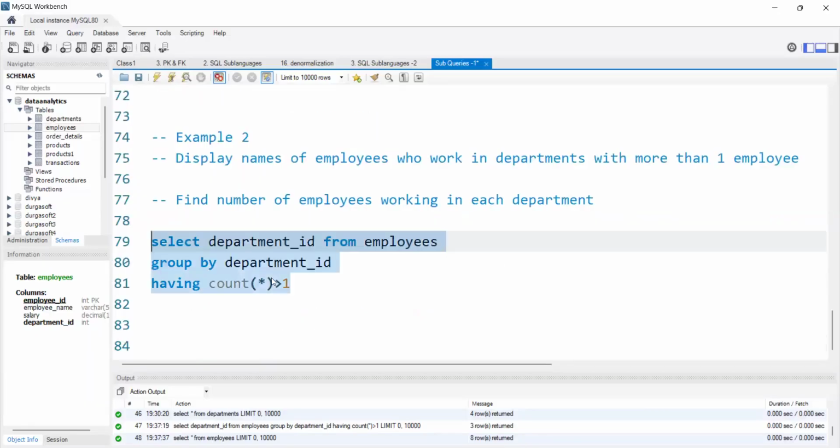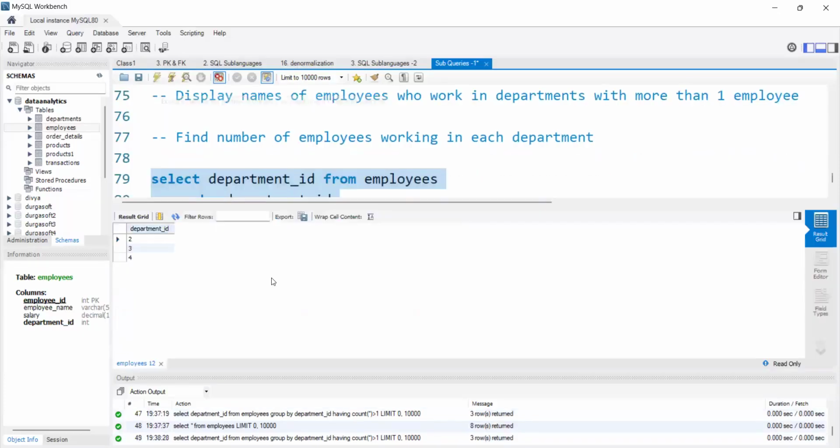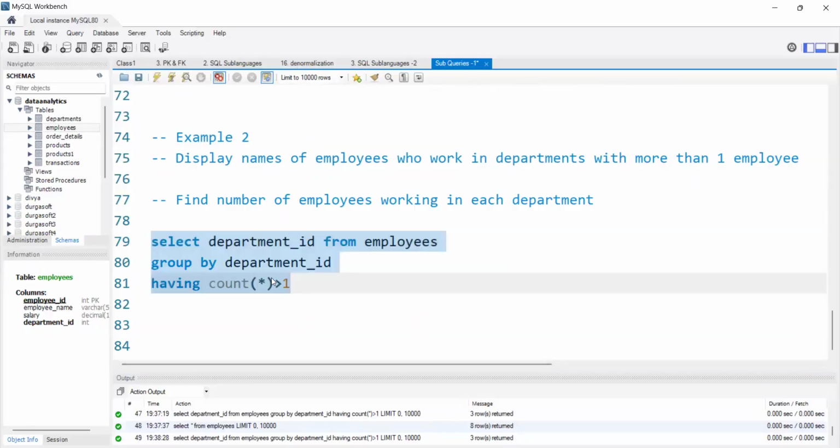We are saying I want to display the department ID from the employees table by grouping by department ID. That means department wise, first we will group the data and we will see where we are having more than one employee. See, I got 2, 3, and 4 as outputs, right? Now, this is my query to solve the second part of the question.